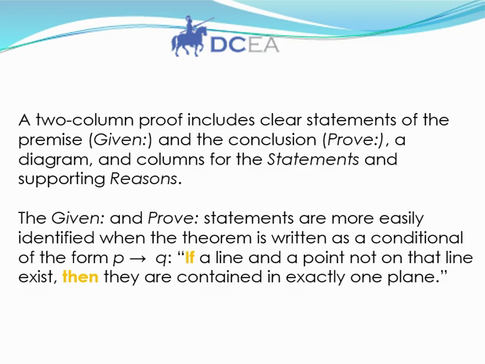A two-column proof includes clear statements of the premise, which is the given, and the conclusion. This is what we call our proof. It also has a diagram for the proof and columns for the statements and the supporting reasons. The given and proof statements are more easily identified when the theorem is written as a conditional of the form if P, then Q. An example: if a line and a point not on that line exist, then they are contained in exactly one plane.